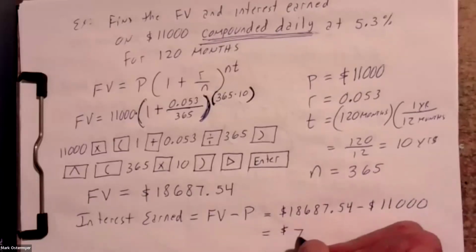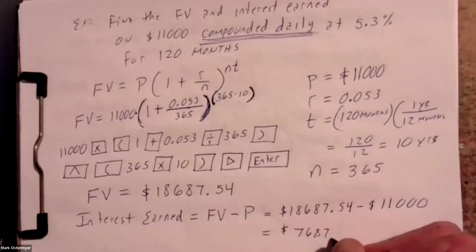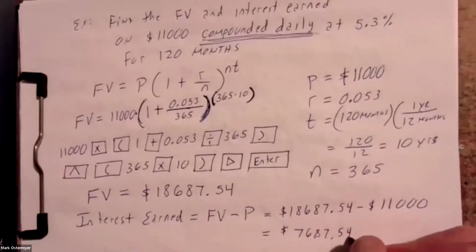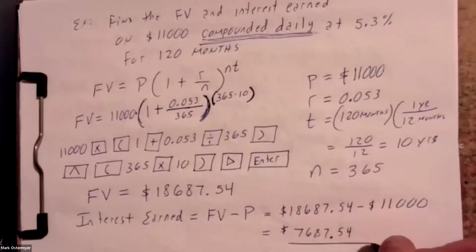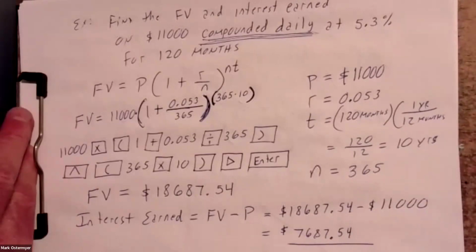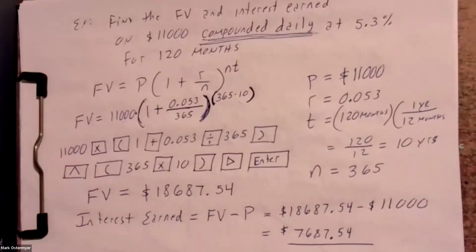Do you agree? $7,687.54 was earned just by letting your money sit in that account for 10 years, ladies and gentlemen. Investing money does require discipline, though. It assumes that we don't dip into this account over 10 years. We don't take any money out. We just put the money in there and forget about it for 10 years. If we do so, our money will have grown to $18,687.54.